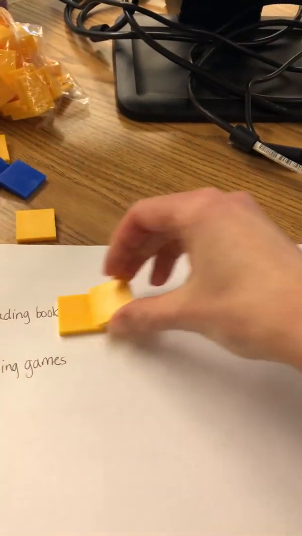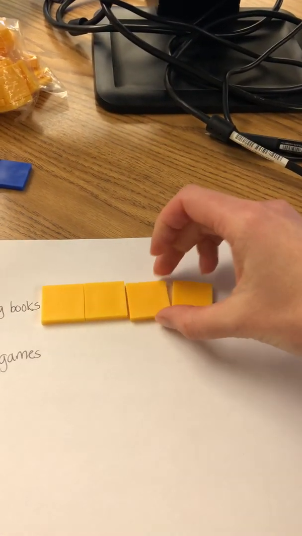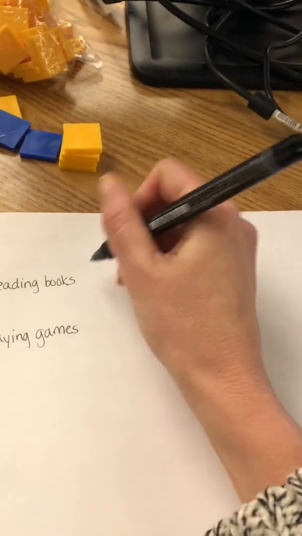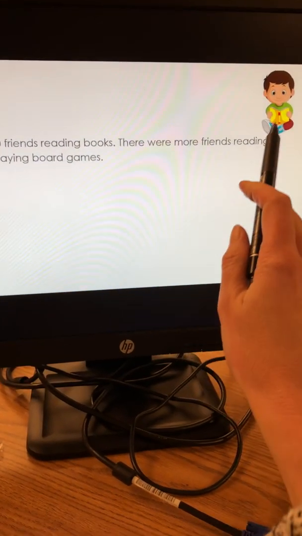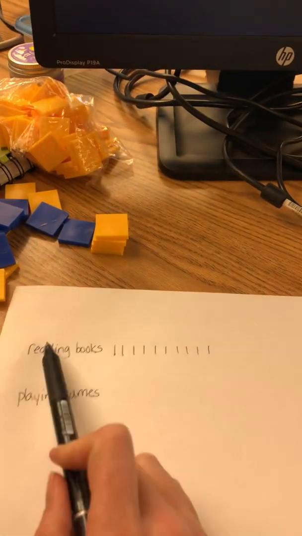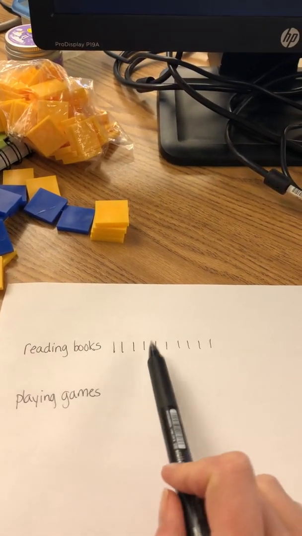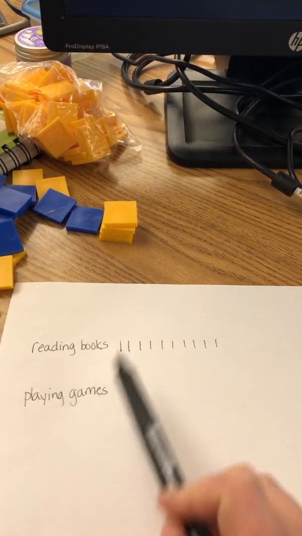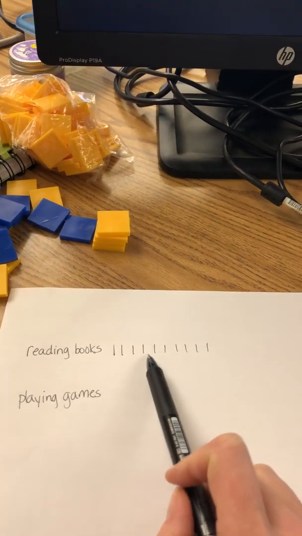Having students show 10 friends, and I would encourage you to use counters. For the sake of my space, I'm going to just show you with tallies. So there are 10: 1, 2, 3, 4, 5, 6, 7, 8, 9, 10. There were more friends reading books than playing games. So you're really going to talk about, now how does this change what I know? So if I know there are 10 students reading books and there are more students reading books or friends reading books than playing games, what do you know? Ideally, you want kids to talk about that the number of students playing games has to be less than 10.